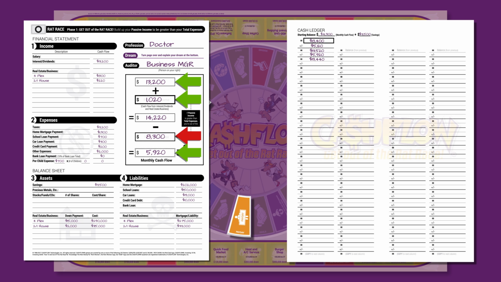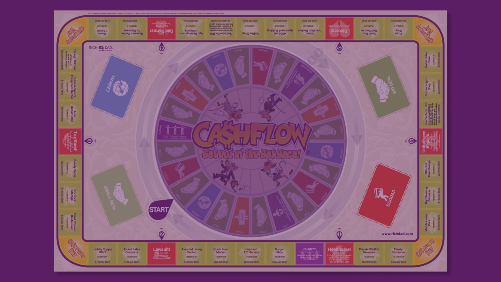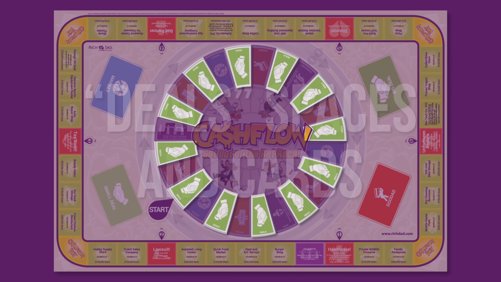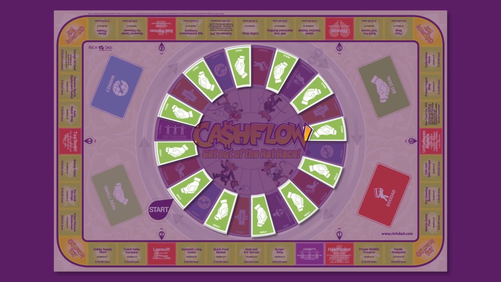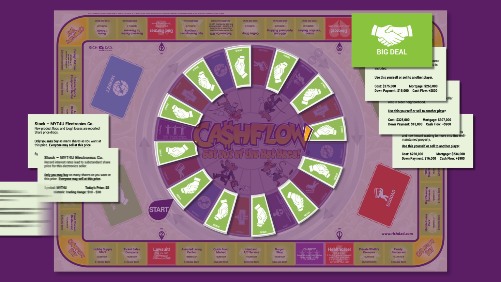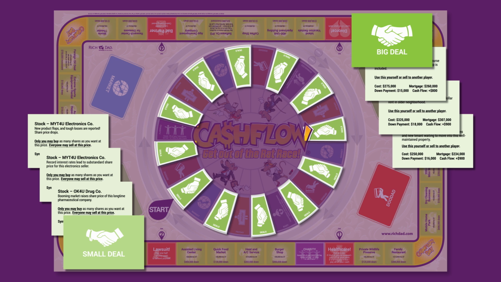If this amount is negative, deduct it from your cash ledger. If you forget to add your payday, you lose it. Deals, spaces, and cards. When you land on a deals space, you may choose either a big deal card or a small deal card. Big deal and small deal cards include a variety of investment opportunities that help you in your quest to get out of the rat race.